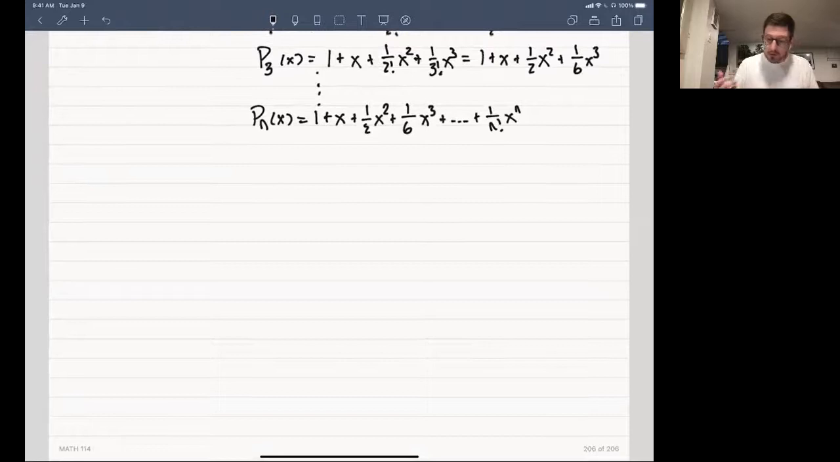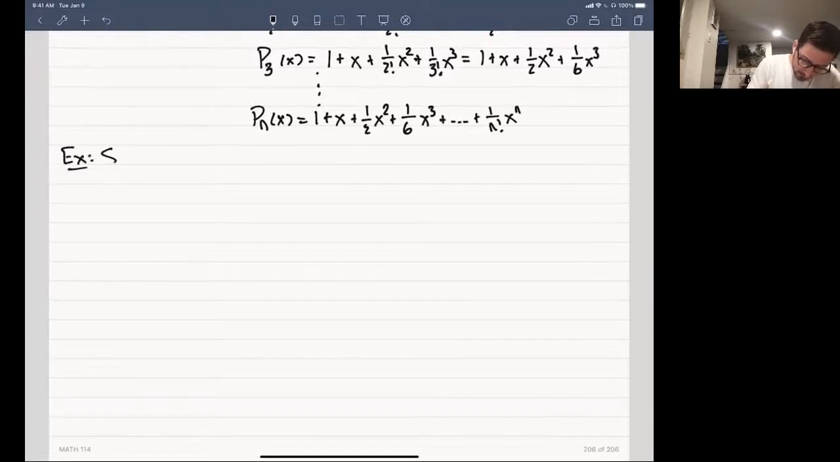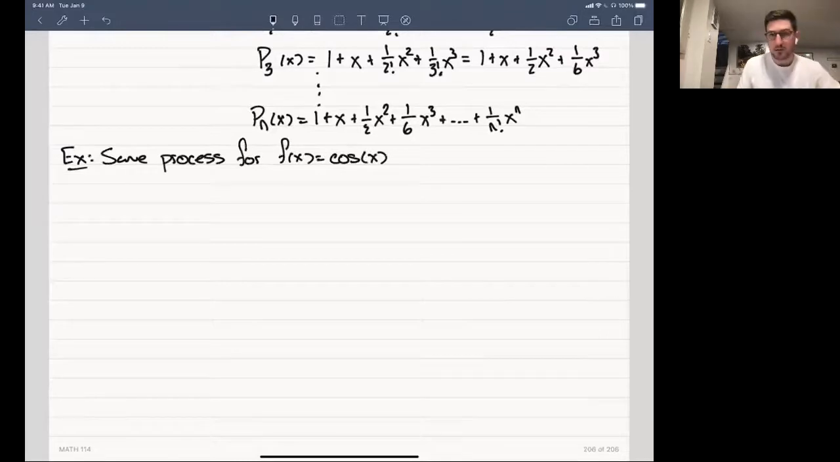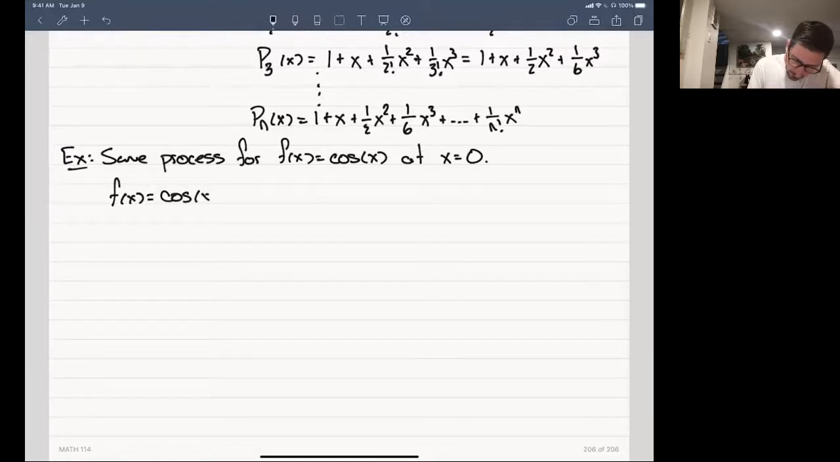Okay, let's keep going. Let's have a little bit more fun. I mentioned trigonometric functions earlier. Let's do one. Let's do the same process for f of x equal to cos of x. And again, I'm going to do this at x equal to 0. Okay, so here's the thing. Cos has a little bit more involved derivatives. So if the original function is cos of x, then f prime of x is equal to minus sine x.